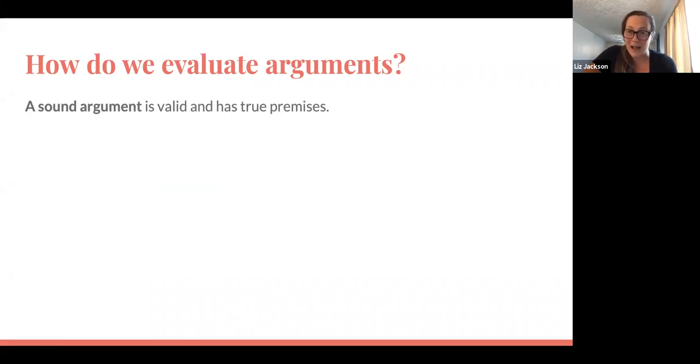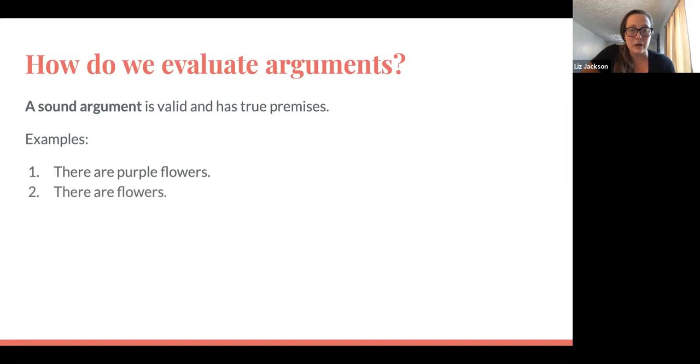So remember, we said we could have a valid argument that has false premises. Validity is just about the relationship between the premises and the conclusion. A sound argument is one that's valid and has true premises. So here's some examples of sound arguments. There are purple flowers, therefore there are flowers. So this argument's valid because the premise supports the conclusion. If the premise is true, then the conclusion is true. But it also has true premises because there are purple flowers and there are flowers. So sound arguments always have true conclusions.